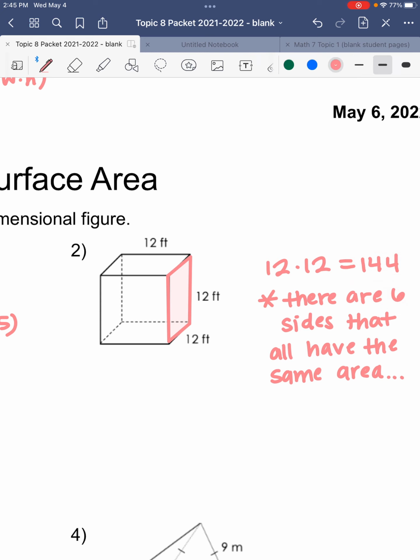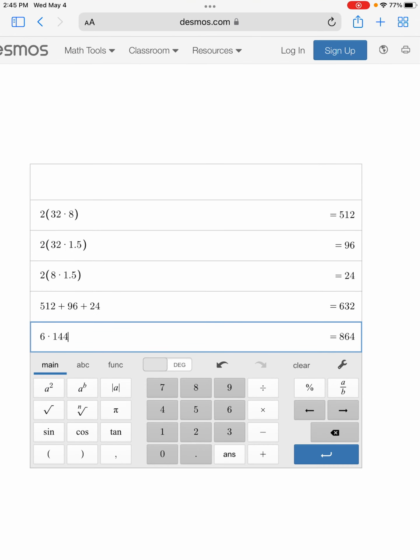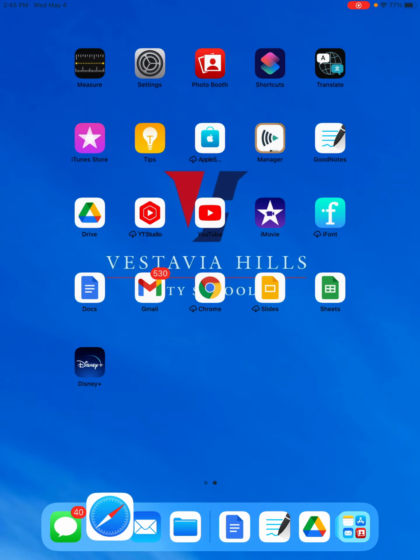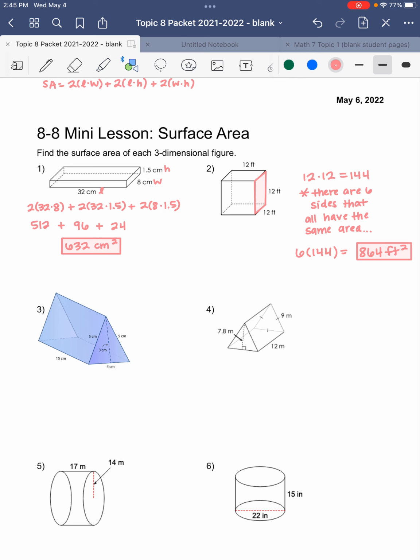It would. And I would get the same thing if I had used my traditional formula. So 6 times 144, let's go put that into our calculator. And I get 864. So my area here for this cube is 864 square feet. So I did that one a little bit different just because it was a cube. But remember, I could have used this formula that we wrote up here. I would have gotten the exact same answer.